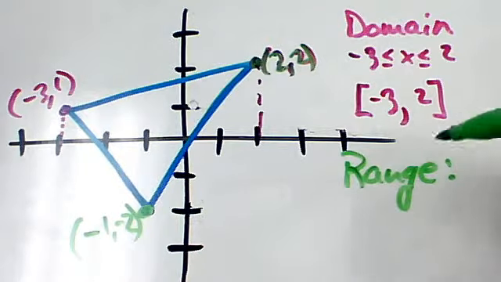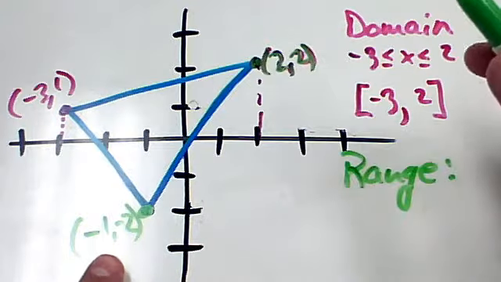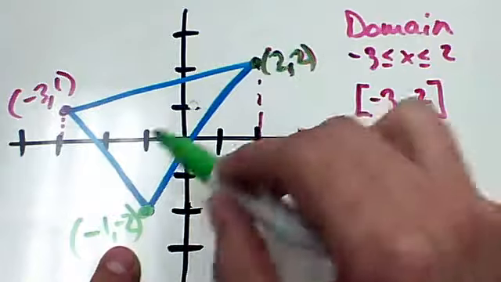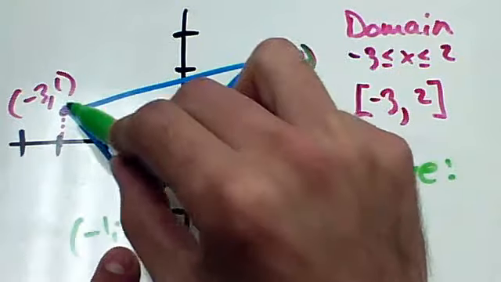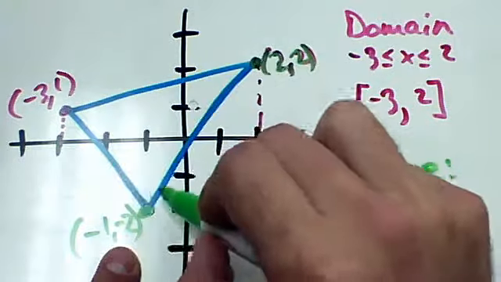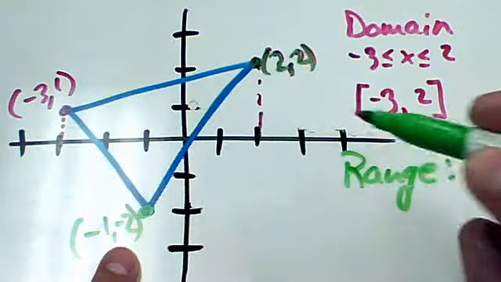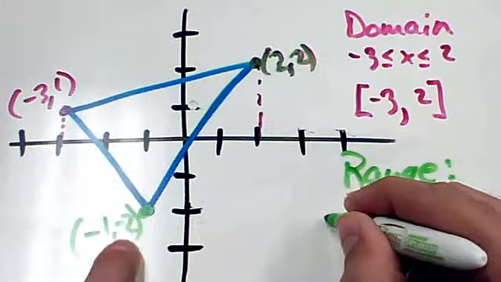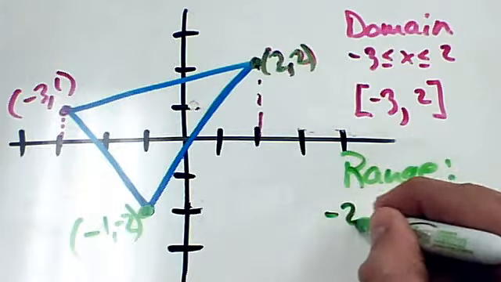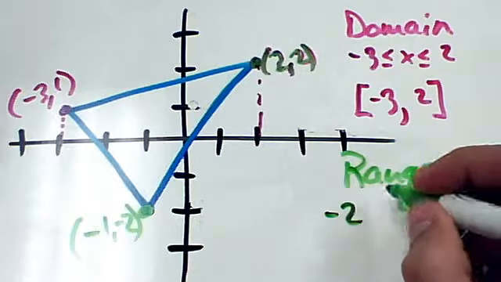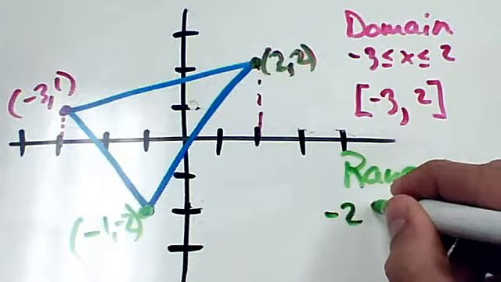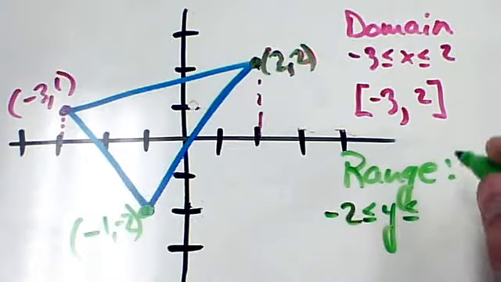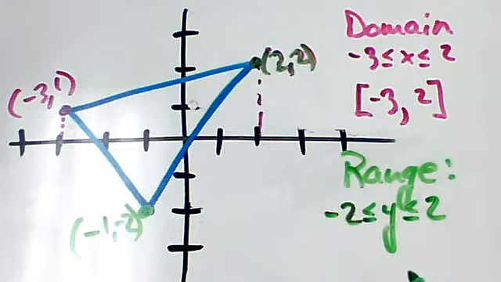Now, the range is the output values. In the last video, we said the output values are the y values. And you can see that, once again, this is completely closed in on these lines that connect. So we would say that our range is from -2 to 2. We could write that as -2 is less than or equal to y, which is less than or equal to 2.